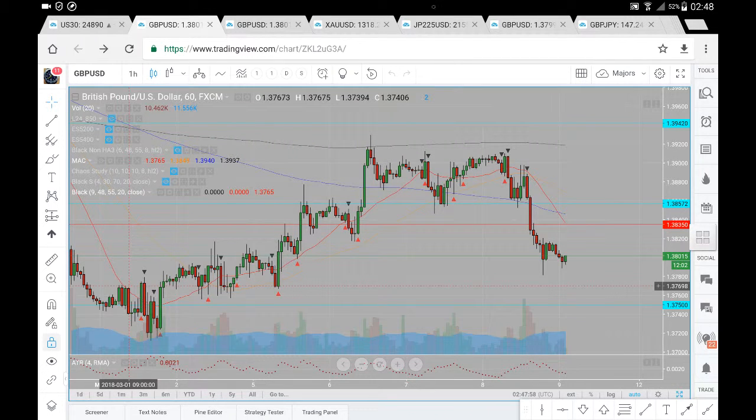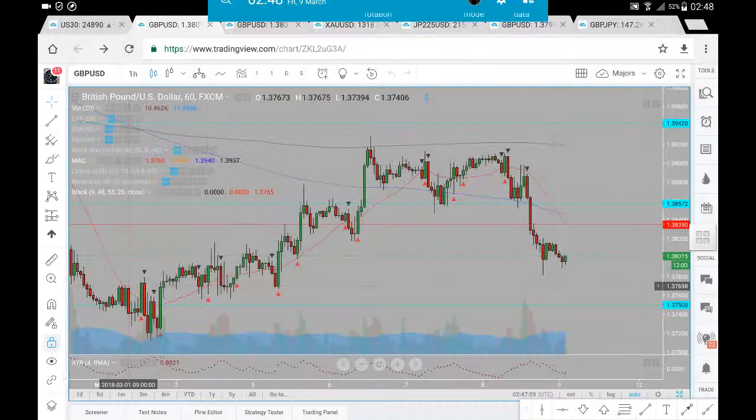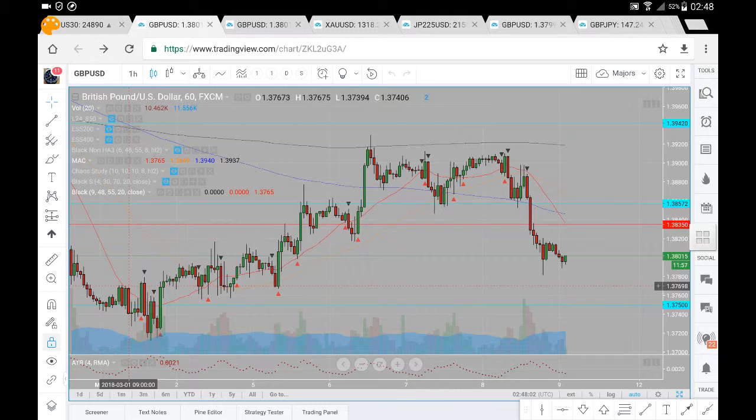So this is the pound dollar analysis for Friday the 9th of March. Now let's just have a look at what happened, where prices may look like. Previously we saw prices come up towards this 400 period moving average just here.